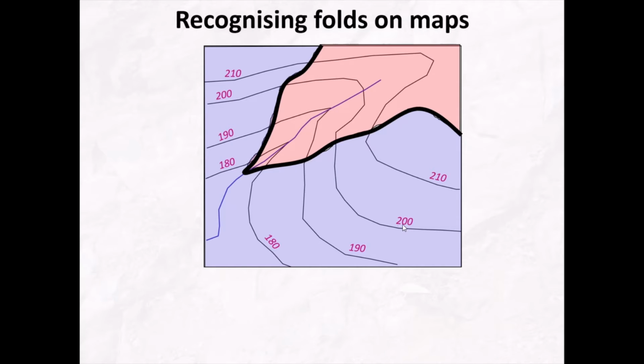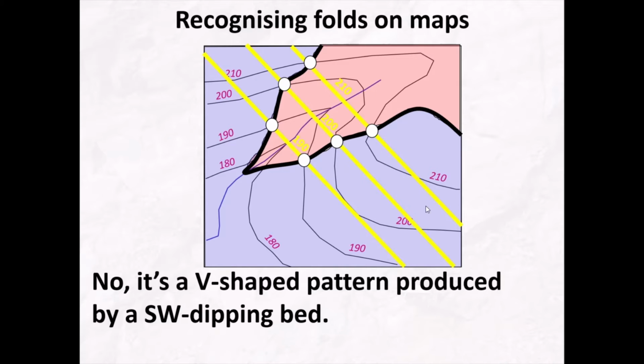However, if you were to draw structural contours for this thing, you could see that they're linear. They're uniformly dipping. There isn't a fold, there isn't a kink, there isn't a hinge that we can see. It's just a uniformly dipping bed, and the reason that we're getting this wavy shape of the outcrop and this mirror image repetition is simply because we've got this V-shaped pattern that's produced by a dipping bed intersecting a valley.